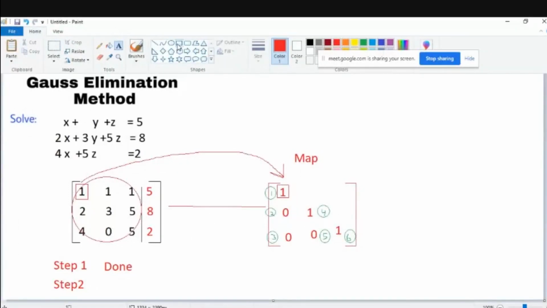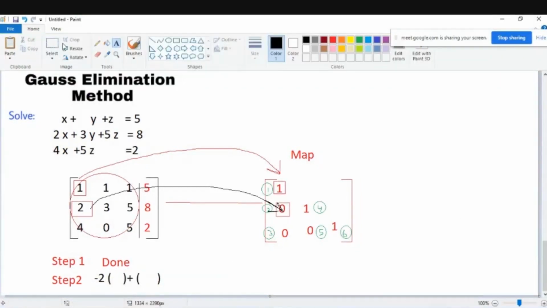Where is step 2? Step 2 will be this number. This number should be 0. But as you can see, I have 2 here. That means I wanted to convert this 2 to be 0. How to do that? How to convert 2 to be 0? Again, I'll just try to do it from the beginning.